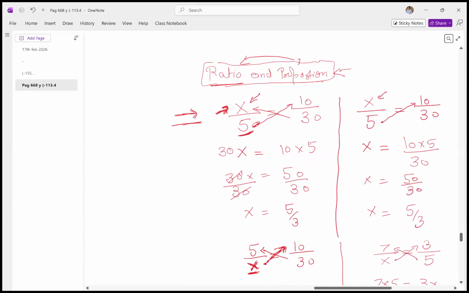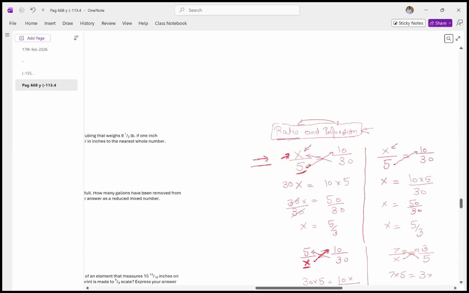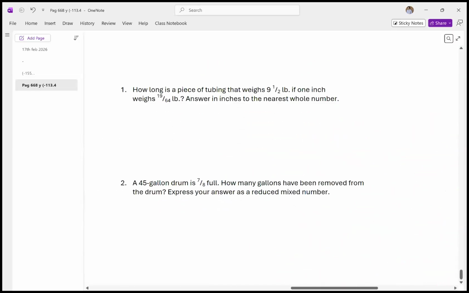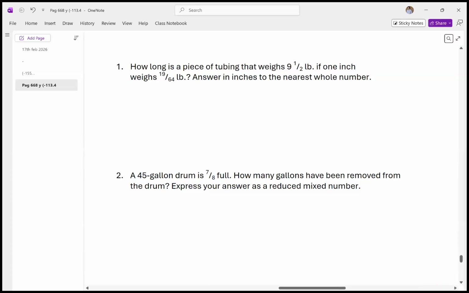All right. Now we're going to try and solve some of these questions by converting them into the ratio and proportion form. So how long is a piece of tubing that weighs 91.5 lb if 1 inch weighs this much, and answer in inches to the nearest whole number. So what is given to me? I'm given 1 inch is equal to 19 over 64 pounds. That's what's given to me.